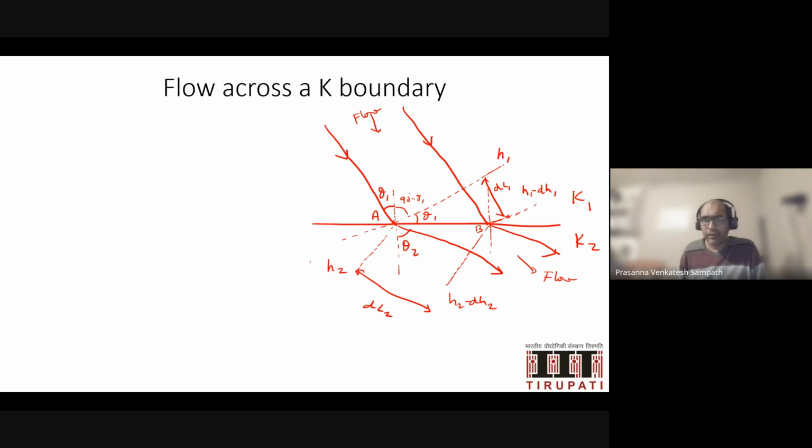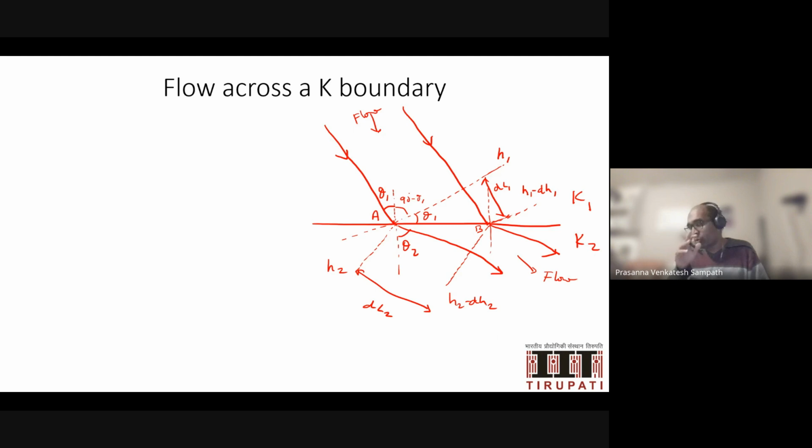I have a dividing line somewhere here which divides these two different hydraulic conductivities, K1 and K2. Let's not worry about which one is greater or smaller at this point. Let us say the flow is approaching this boundary at some arbitrary angle theta 1, with respect to the vertical. I have this vertical line here, and the flow approaches the boundary between K1 and K2 at an angle theta 1.